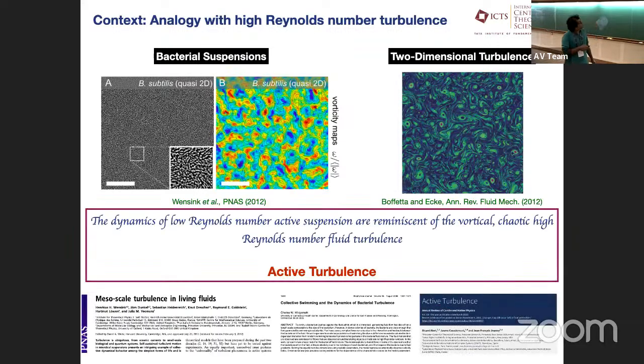This analogy between these two figures gave rise to this whole field of, to the best of my knowledge, active turbulence, which essentially concerns the dynamics of low Reynolds number active suspensions and the fact that they remind one of vortical chaotic high Reynolds number turbulent flows. And so this is really the starting point for us.